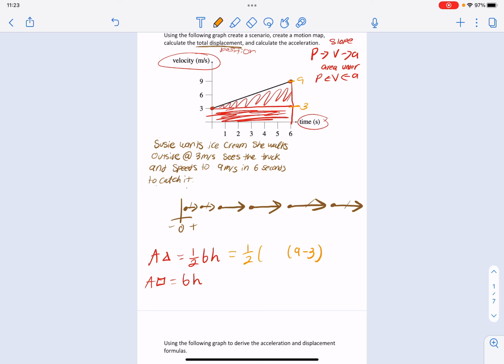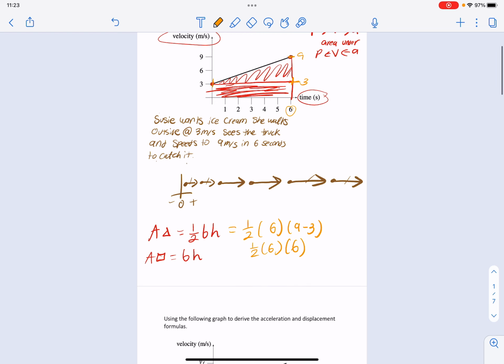And our base is going to be the length from here to here of time, which is 6. So it's going to be half of 6 times 9 minus 3. 9 minus 3 is 6. All right, so it's going to be half 6 times 6. We can do first however you want. Half of 6 is 3. We get 3 times 6. 3 times 6 is 18. You don't have to follow those same exact steps. Math, you guys know already, can be done many different ways.